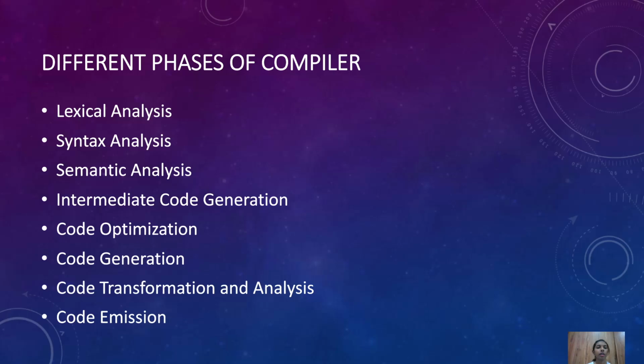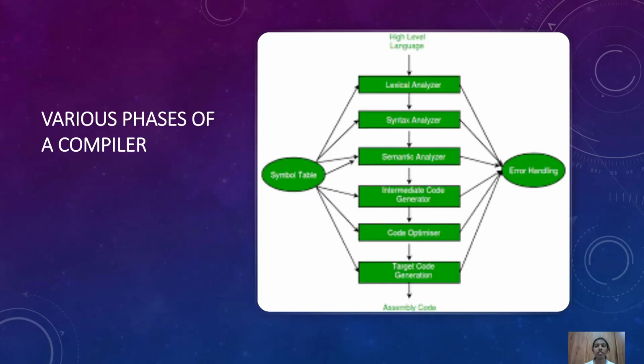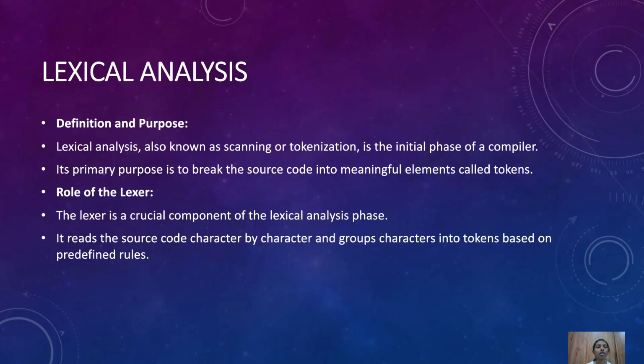The different phases of a compiler are lexical analysis, syntax analysis, semantic analysis, intermediate code generation, code optimization, code transformation and analysis, and code emission. This is the schematic representation of the phases of a compiler.